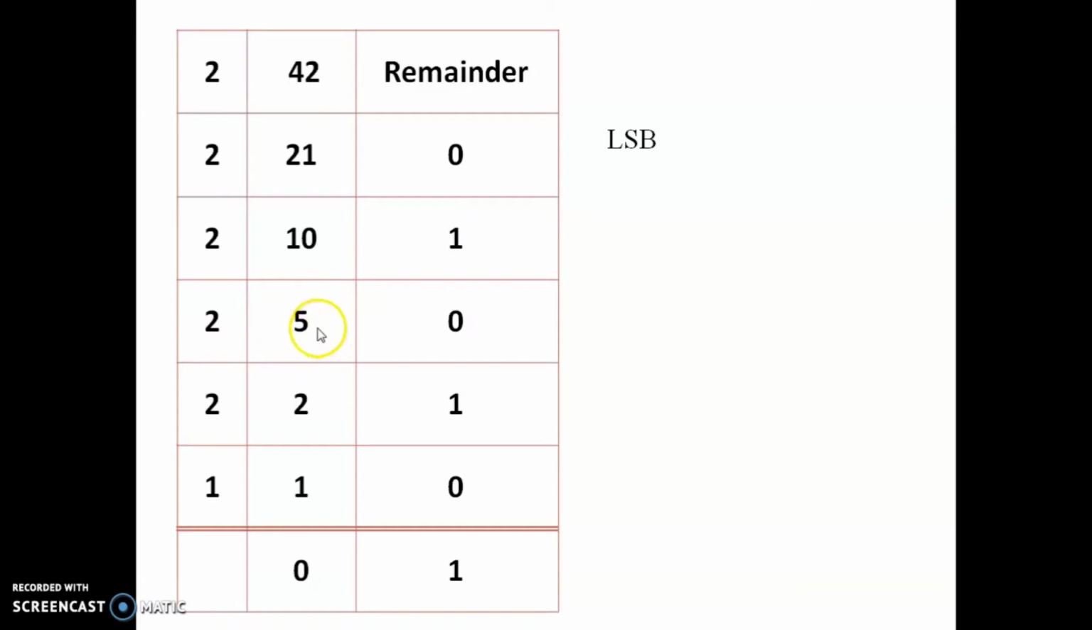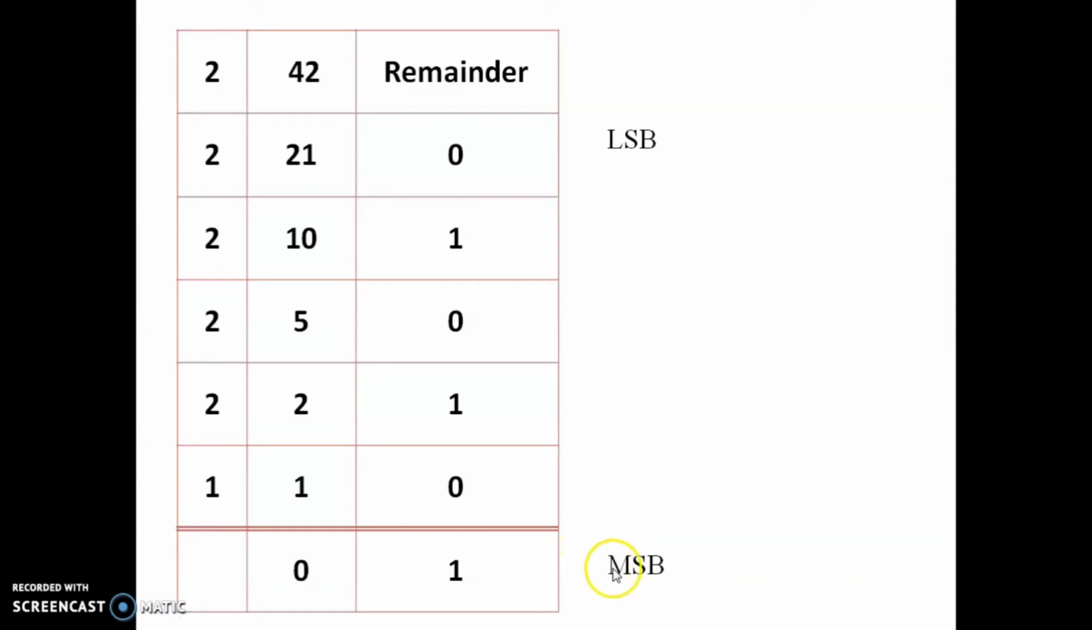Divide the previous quotient, that is 5, by 2. 2 2s are 4. Remainder is 1. Note the remainder. Divide the 2 by 2. You get the quotient as 1 and the remainder 0. And so on. Note the last remainder as the most significant bit.